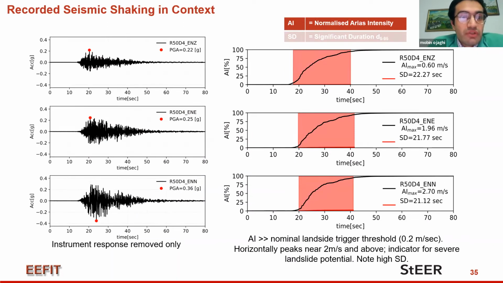Here, the acceleration time histories are shown. It's noted that the PGA in the ENN direction is around 45% greater than in the ENE direction. Also shown is the Arias intensity. It's clear this is a long duration earthquake, and with horizontal Arias intensity in the 2 meters per second range, there is potential for triggering severe landslides. Next slide.